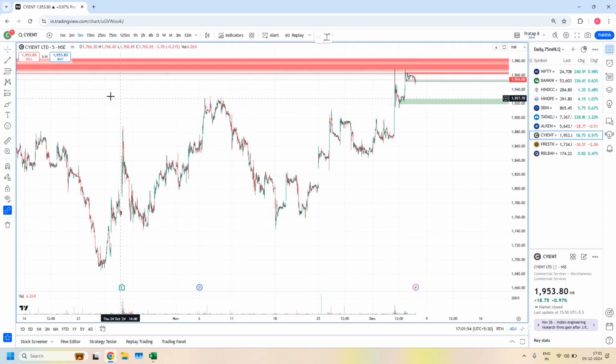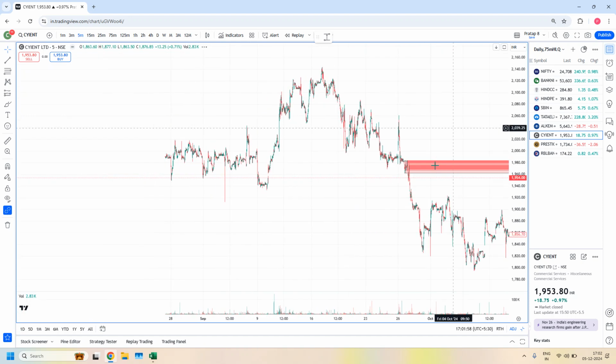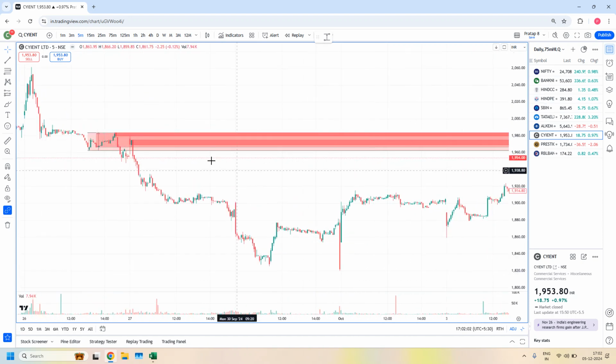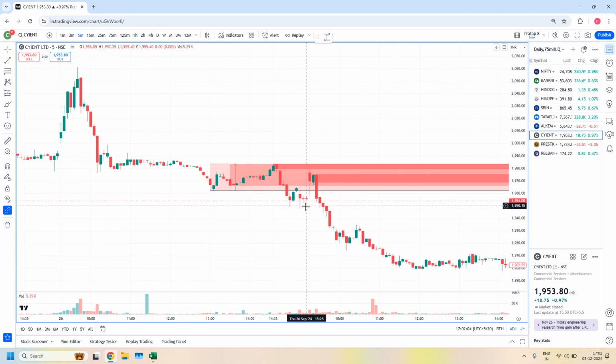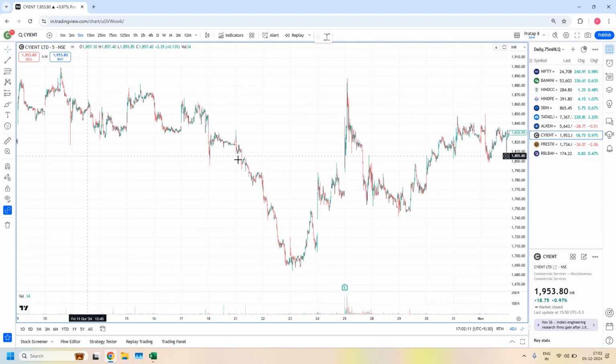Sorry for my mistake. Not about this stock, this is not a high liquidity zone. I was referring to some other stock. This is a fresh fine-tuned 5-minute zone. This rally-based drop is a fresh fine-tuned 5-minute zone, and today we got the entry in this stock.